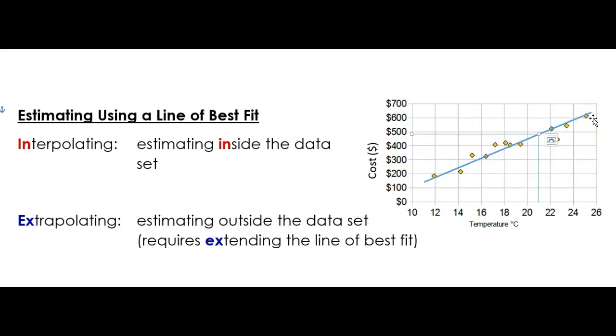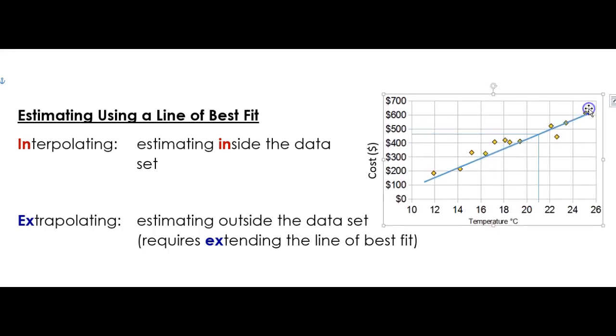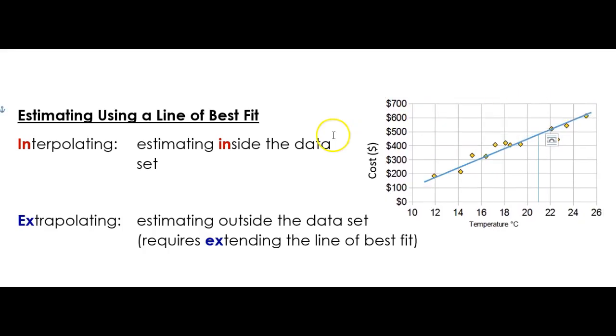So if this were representing the weather in Florida, the weather in Florida gets a whole lot hotter than 26 degrees Celsius. And so I might want to say, okay, well, what should I charge for my condo if it's 30 degrees Celsius out? So in that case, to make that kind of an estimation, I would need to do something called extrapolating.